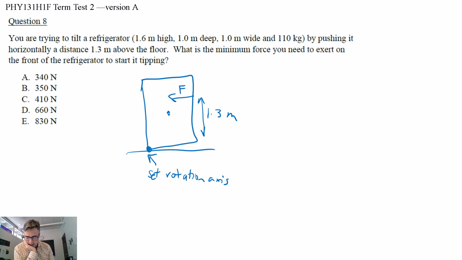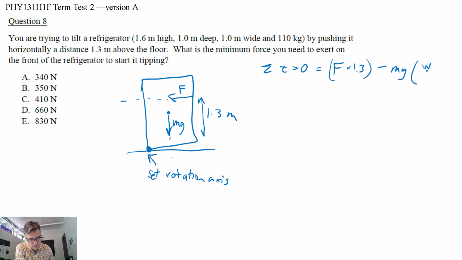And so meanwhile, there's going to be the mass of the refrigerator downward, pulling it clockwise. So I'm going to be pushing it counterclockwise, and it'll be pulling negative direction. So the sum of all the torques equals 0 is just when I am about to do that. So I think that is going to be, if we do the lever arm thing, the counterclockwise force is F times the 1.3. And then the clockwise is going to be mg times this width, or depth, divided by 2. I think it's actually the depth, if we're pushing on the front of the refrigerator.